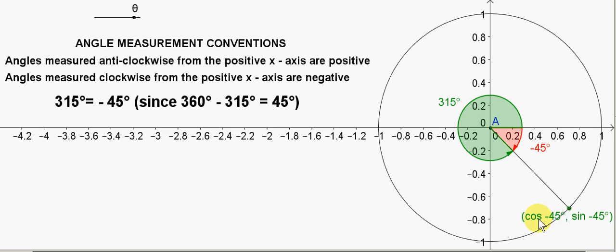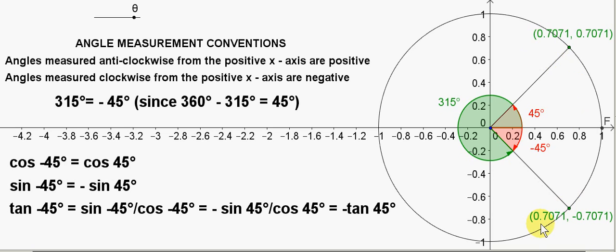The next thing that we will do is relate the cos of minus 45 degrees and the sine of minus 45 degrees to the cos of plus 45 degrees and the sine of plus 45 degrees by reflecting this point through the x-axis. Now let's see the coordinates of these 2 points to see how they compare. We can see that the cos of minus 45 degrees is 0.7071. But that's just the same as the cos of plus 45 degrees.